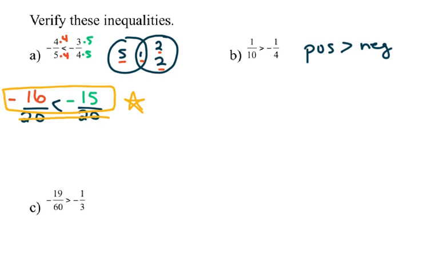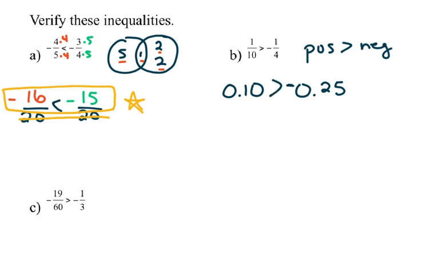And so 1/10 is 0.10. 1/4 is 0.25, and since this is a negative 1/4, we're going to put a negative sign there.